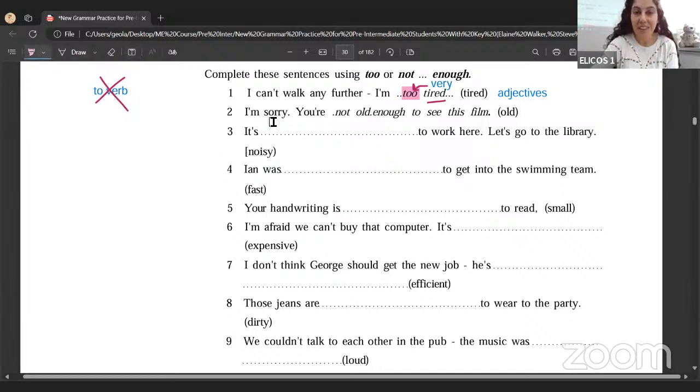Number two, I'm sorry, you're not old enough to see this film. I can see the negative, you're not, old is my adjective, enough. Okay, let's practice deeper. Number three.